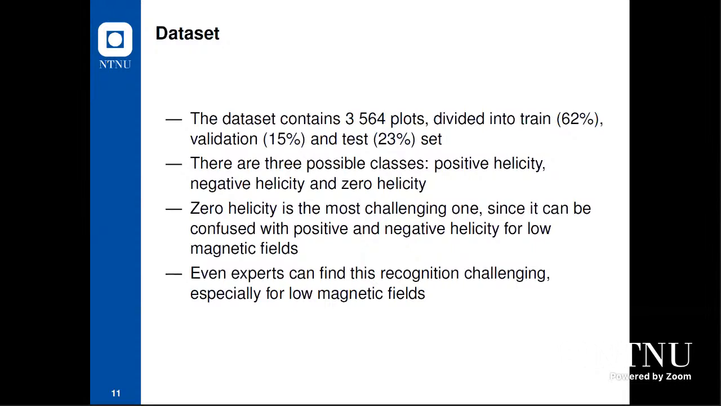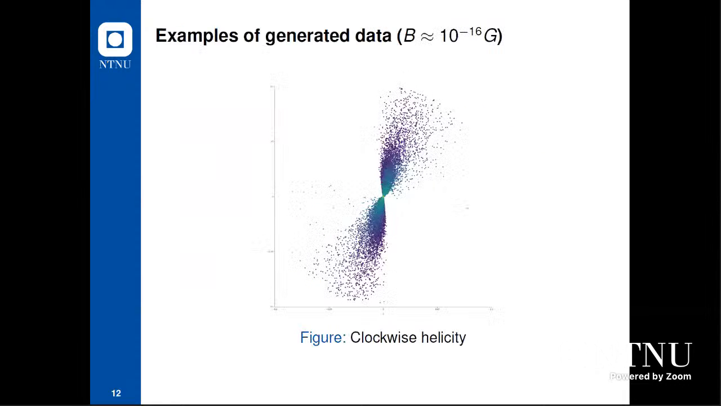And for low magnetic fields, it is quite difficult to make this kind of classification. So now I have some visual examples. Maybe I should have put this before, but anyway. This is an example of clockwise helicity. As you can see, in this case, the shape of this plot follows my pointer. It goes like this.